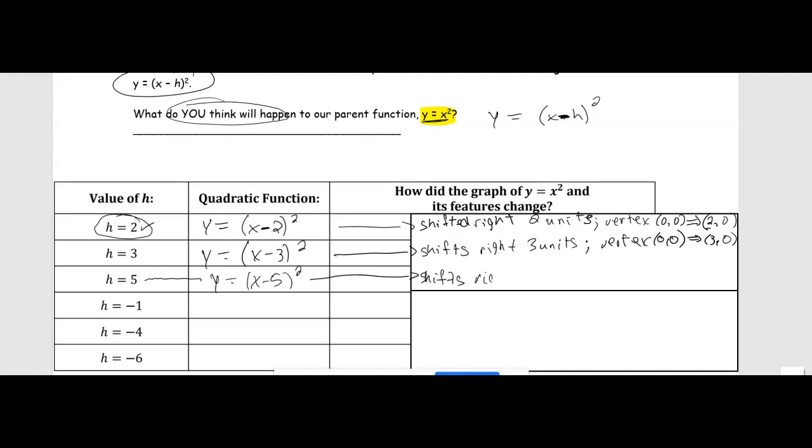Good. It's going to shift to the right 5 units from the original one. And the original one had the vertex of 0, 0. So if we're going to go 5 units to the right, like Bisher said, our new vertex would have been 5, 0. I don't have to graph it. That's exactly what happens. I promise if I graphed it, that's what would happen. Okay?